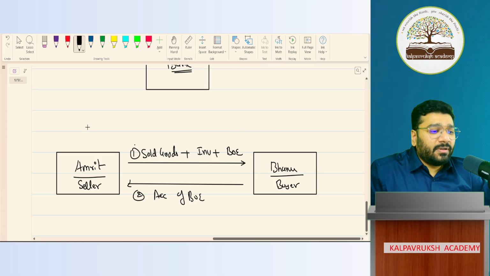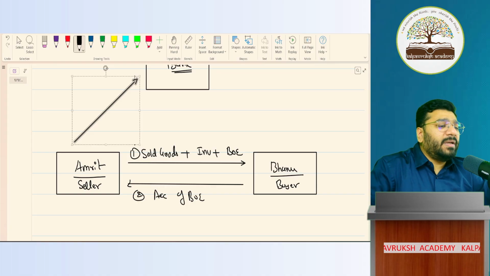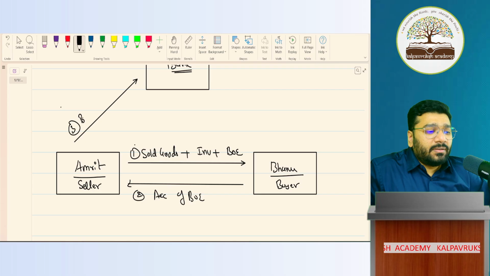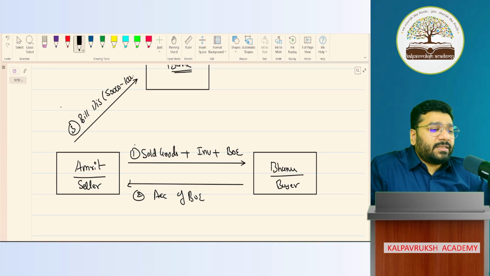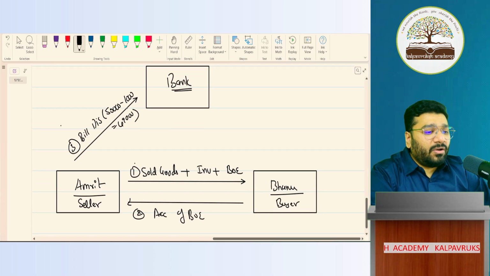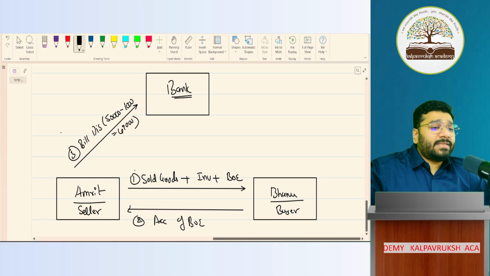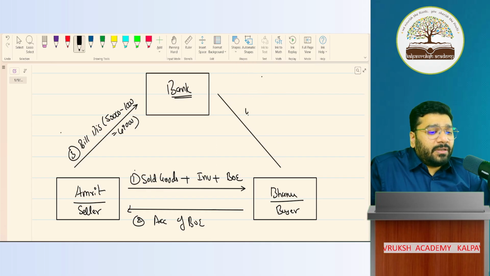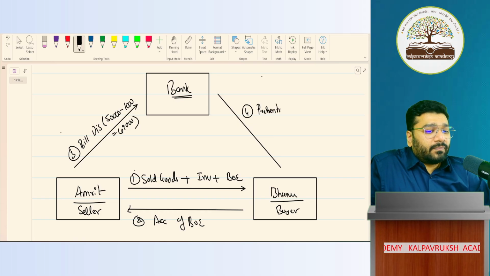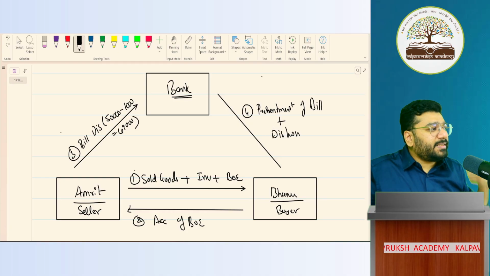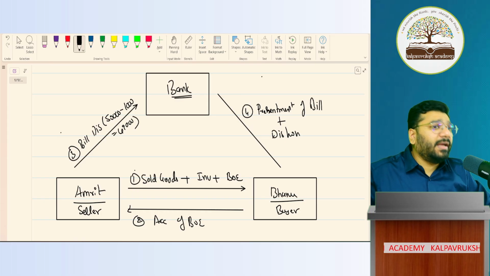Then what happens? Amrit, 3 days later, goes to the bank and gets the bill discounted. So the third transaction is bill discounting. In this, the bill given is worth 50,000. Of that, 1,000 is discounting charges, and the balance 49,000 is what we are receiving. Then the bank waits till the date of maturity and presents the bill. So the fourth transaction is presentment of bill plus dishonourment. Both happen together. We presented, and the opposite person said, get lost, I'll not pay the money. Hence it is dishonourment.